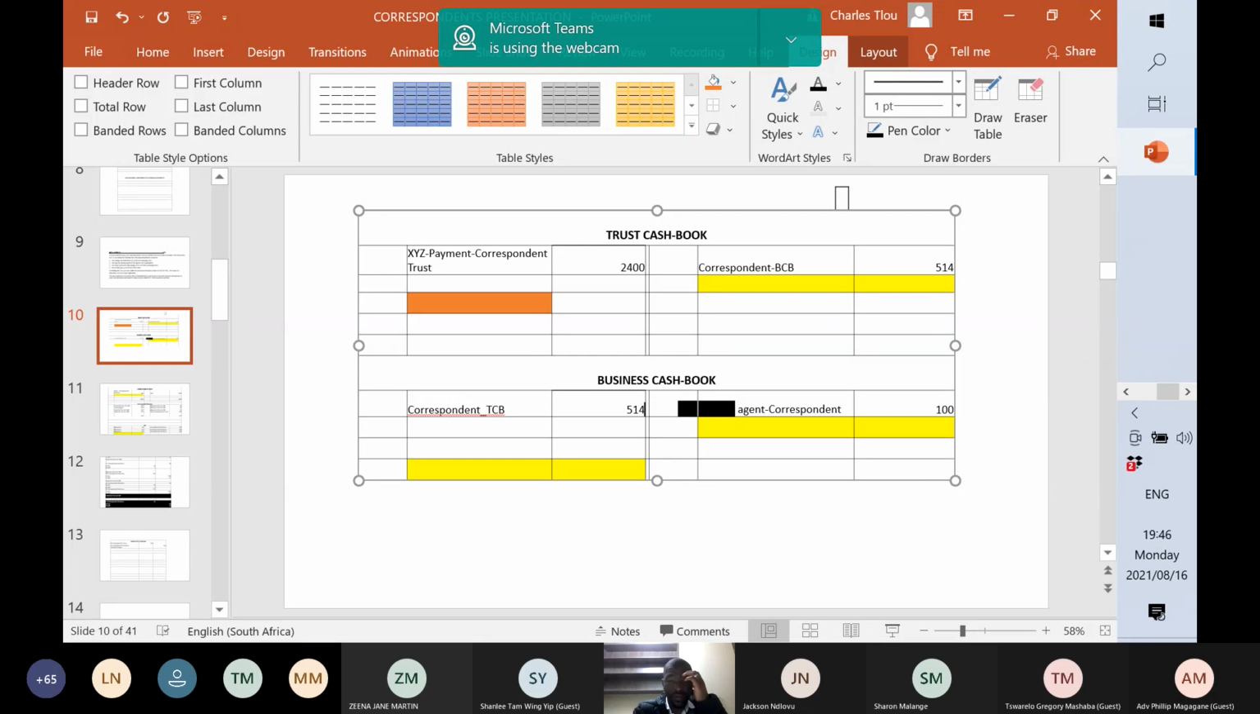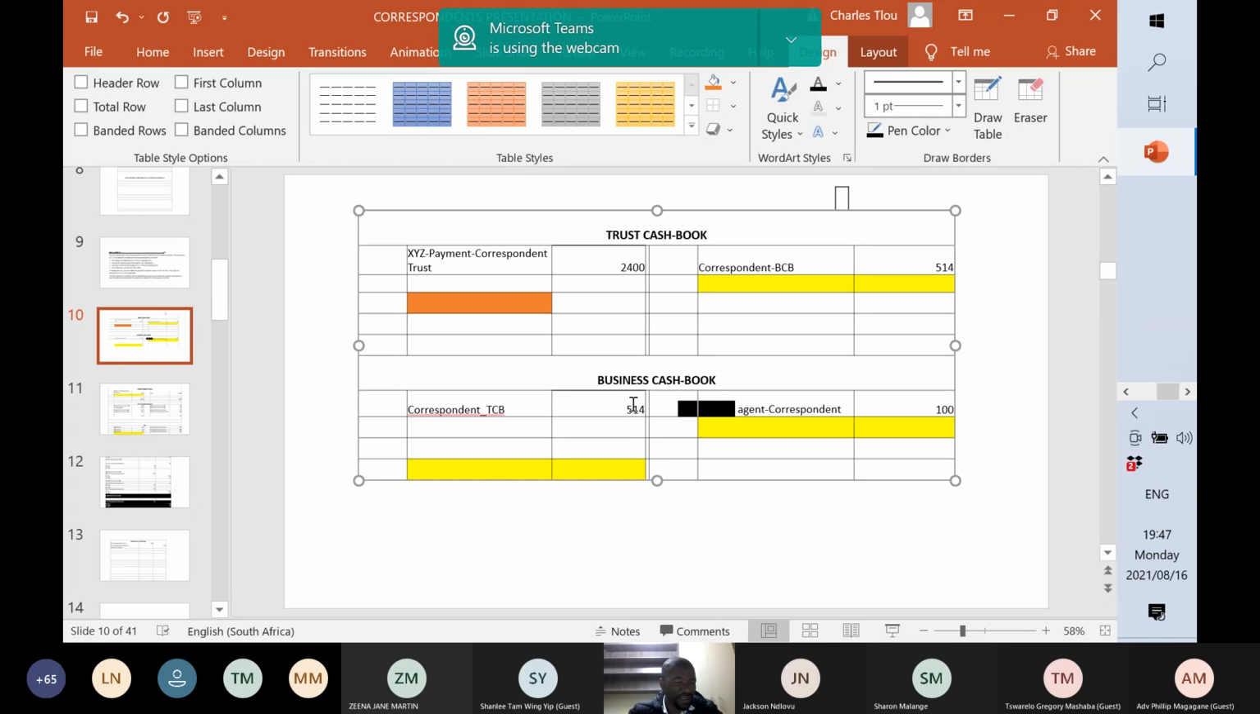Therefore, that 514 is debited against your business cash book. And as soon as your business cash book is debited with this 514, it simply means the money now is in your business account. Therefore, you are in a position to use it. And again, it means you are done with step number 7. Please make sure that you understand this step number 7 in full.